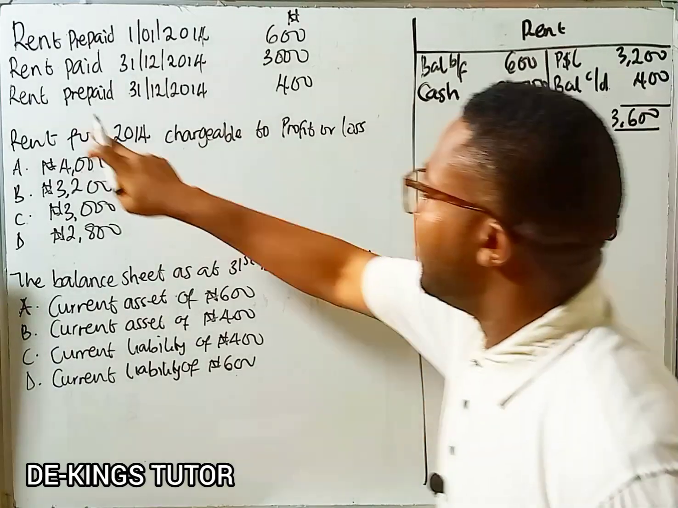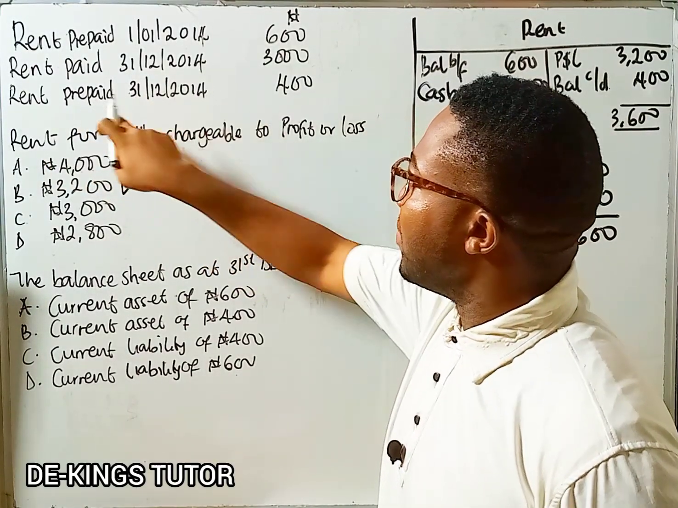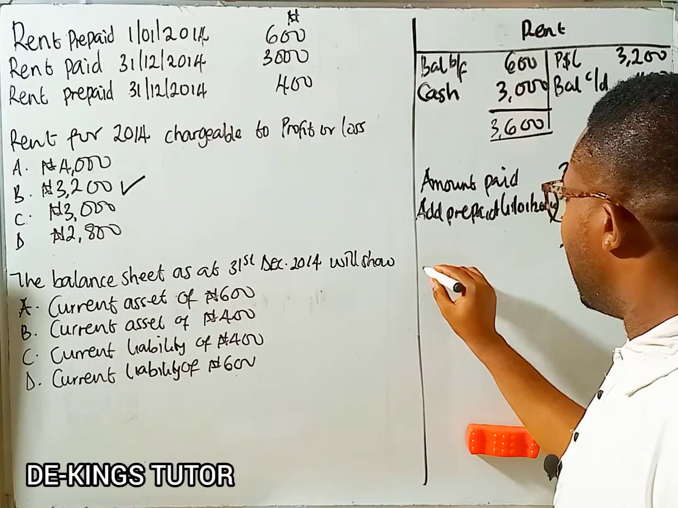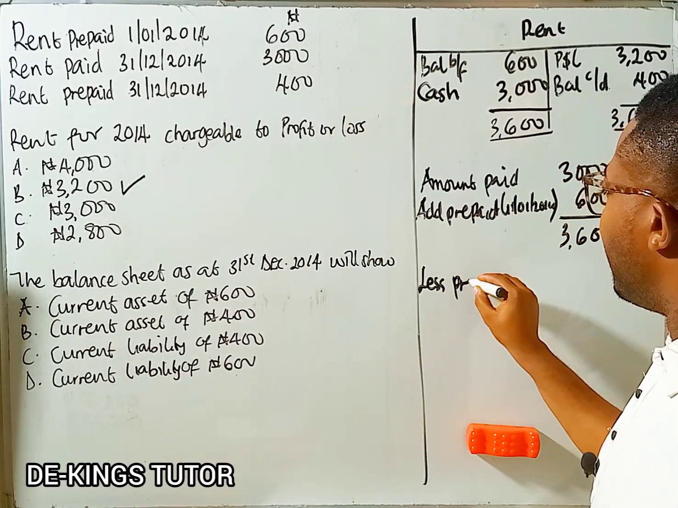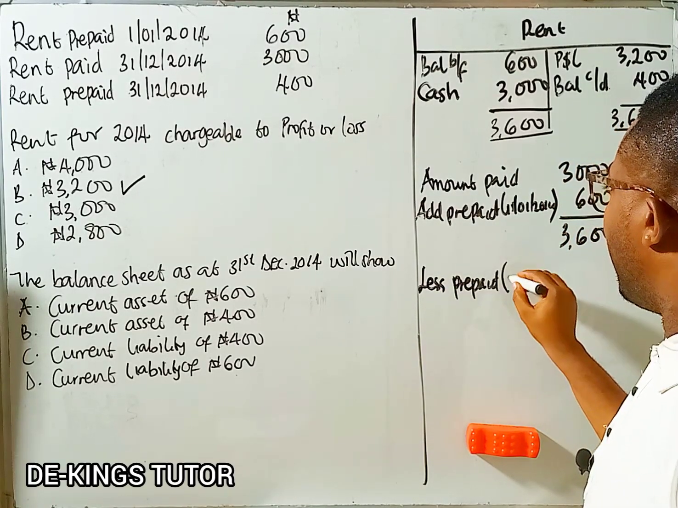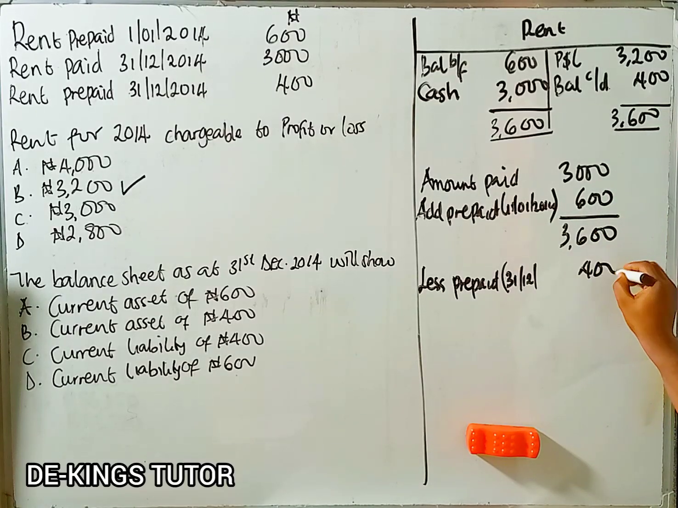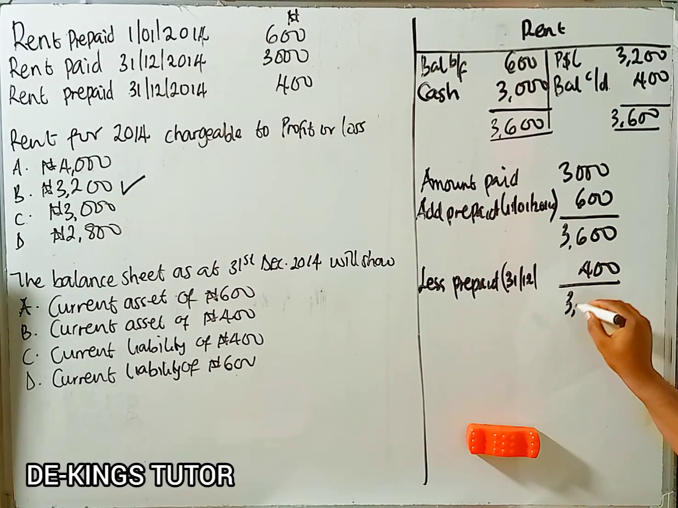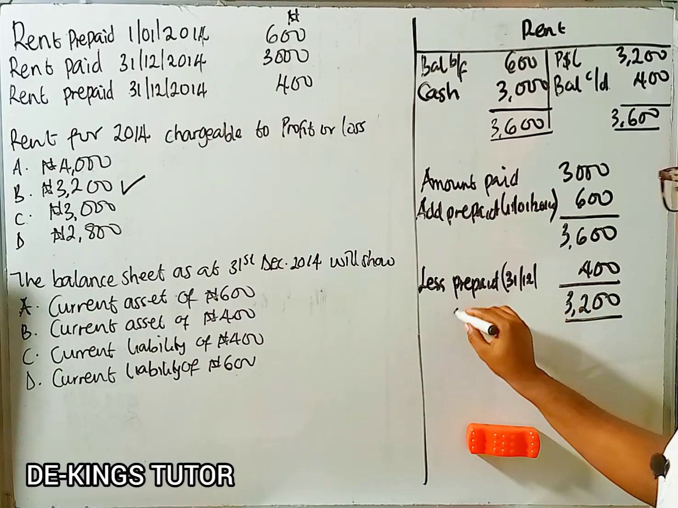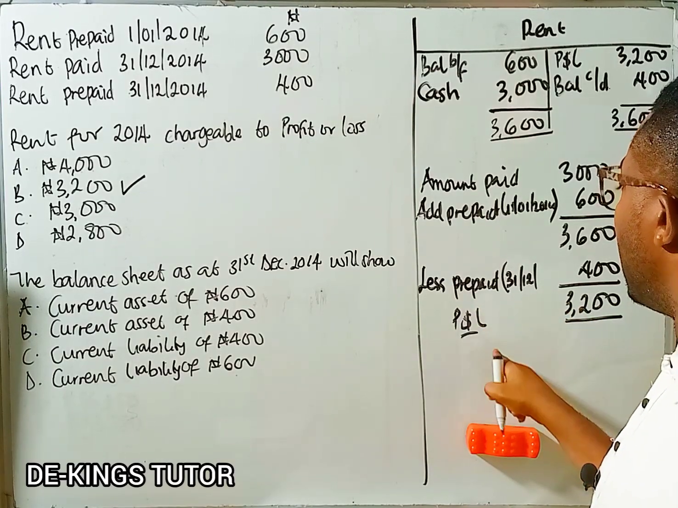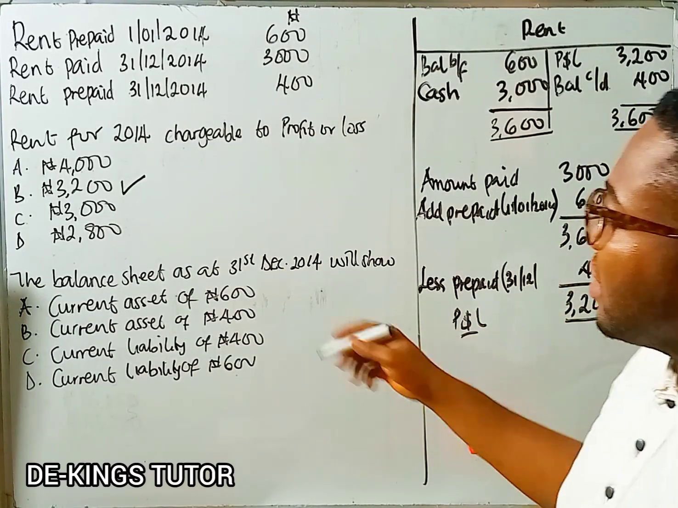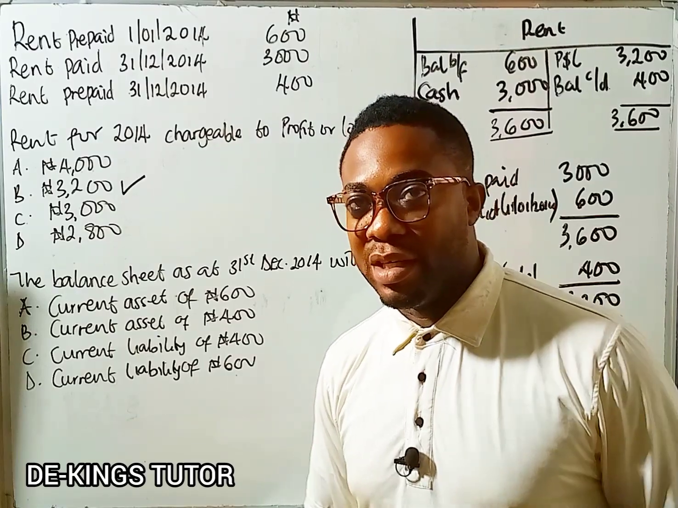So we have 3,000 plus 600 will give us 3,600. Now when I say rent prepaid for this current year, prepayment, you less. So less prepaid for 31st of December, which is 400. So 3,600 minus 400 will give us 3,200. So this is what is chargeable to profit or loss as expenses. It is the same with that. Okay? So that is the solution.